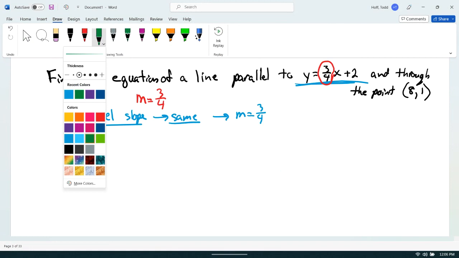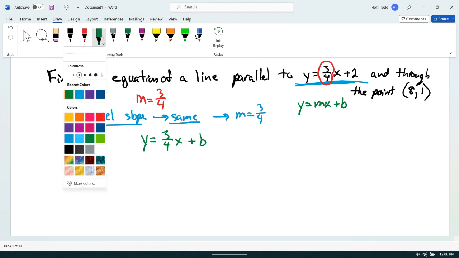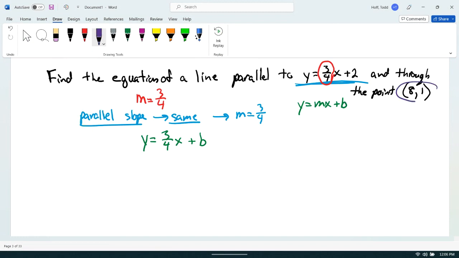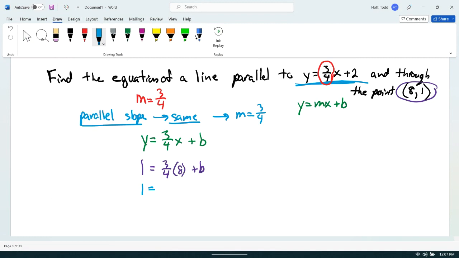So our equation of our line here starts out as y equals 3/4 x plus b. A review, remember the form of the line is y equals mx plus b, where m is the slope and b is the y-intercept. To find b here, we use our point that it goes through, putting in 1 for y, and 8 goes in for x. So now we have to combine. 3/4 times 8 is 6. And then we'll solve for b by subtracting that 6. So 1 minus 6 is -5.